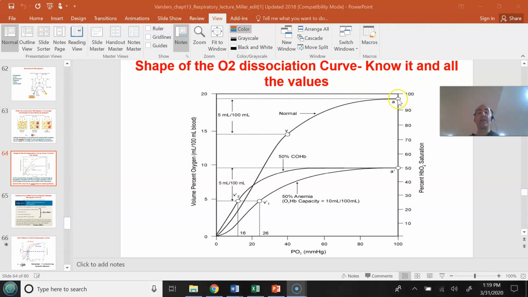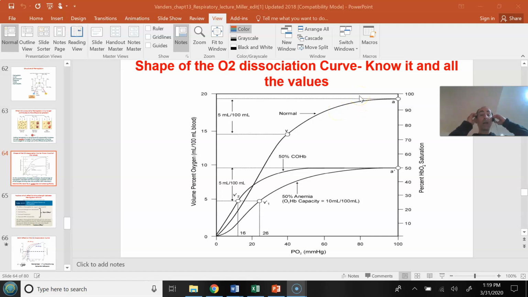If instead this curve was a 45-degree line, then you would have a 1-to-1 change in percent saturation and PO2. That would be a disaster. That would mean the slightest deviation or decrease in partial pressure would severely decrease your percent saturation, and you would have many problems doing many things, just walking around. Okay, so it's the plateau and the sigmoidal shape of this curve that prevents you from having problems.